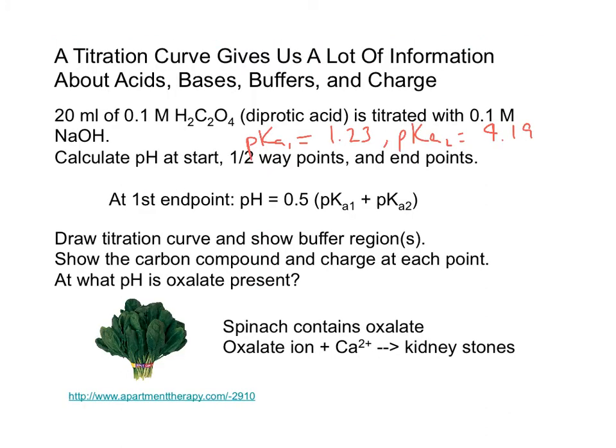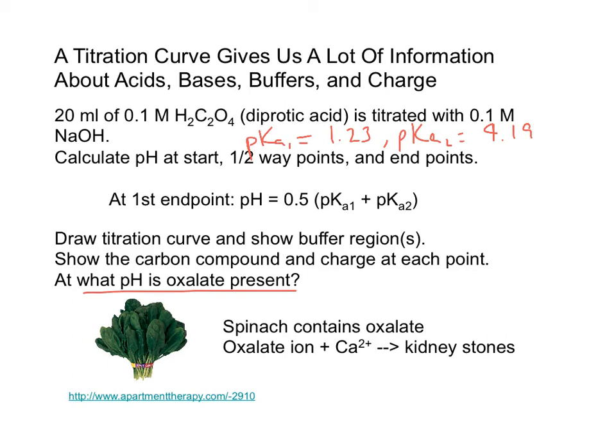I hope you've never had kidney stones. Kidney stones form when oxalate combines with calcium ion. Foods such as spinach contain oxalate. We can determine the pH at which oxalate is present by drawing a titration curve of the diprotic acid, oxalic acid. Here's a new formula.